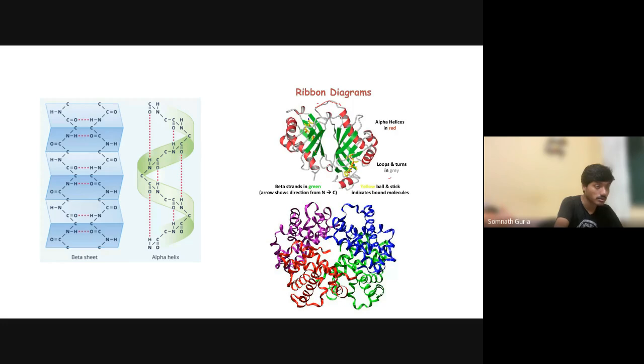We have the loops and turns over here, and random loops and coils also. So in the 3D structure, all these beta sheets, alpha helices, random coils, turns, and loops are contained. This is the 2D structure, that is the secondary structure.